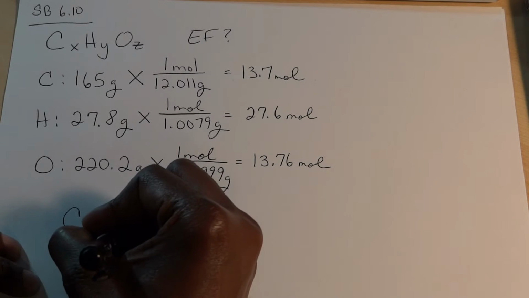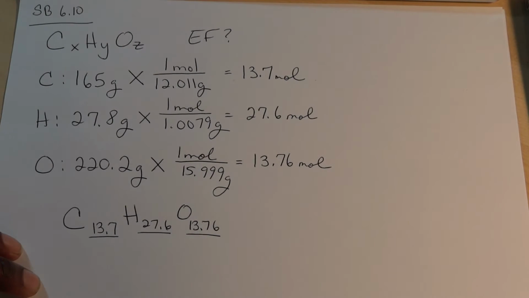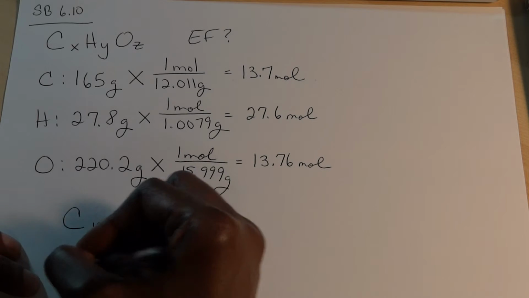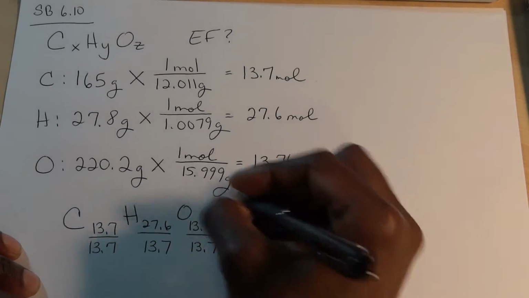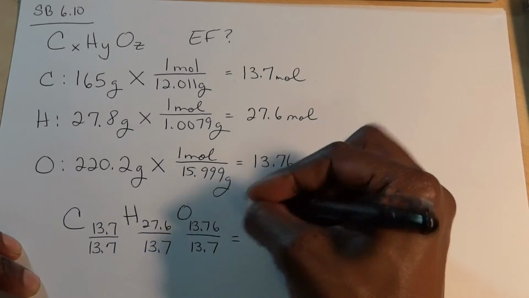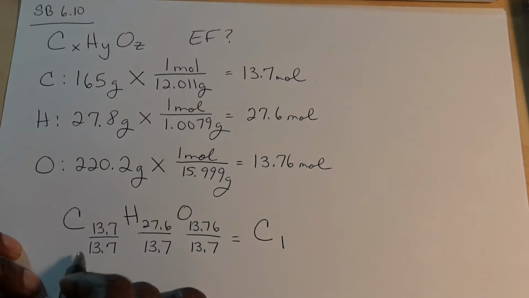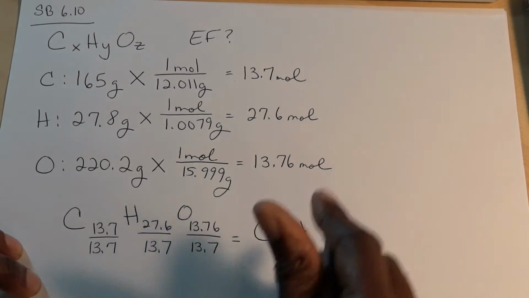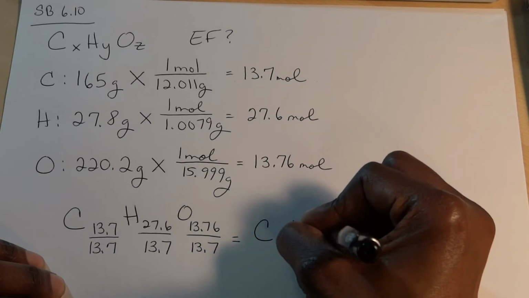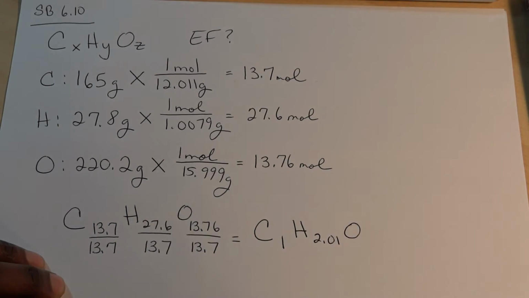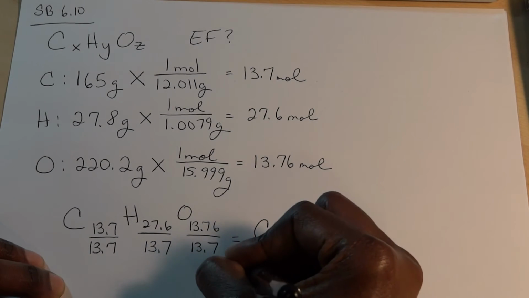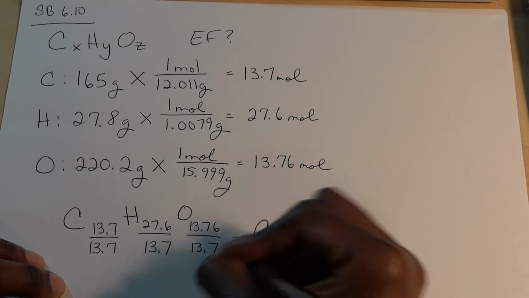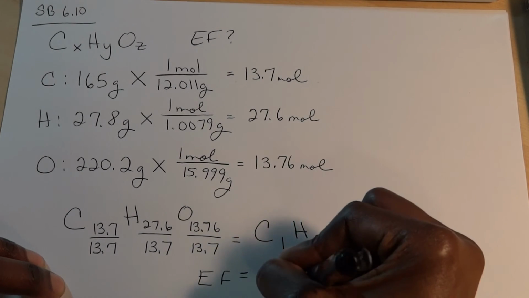By dividing by the smallest of the three, we can get them to be whole numbers, and that also makes sure that they're the lowest whole numbers. So dividing everything by 13.7, we find that for carbon we get 1, for hydrogen we get 2.01, and for oxygen we also get 1. So the empirical formula becomes CH2O.